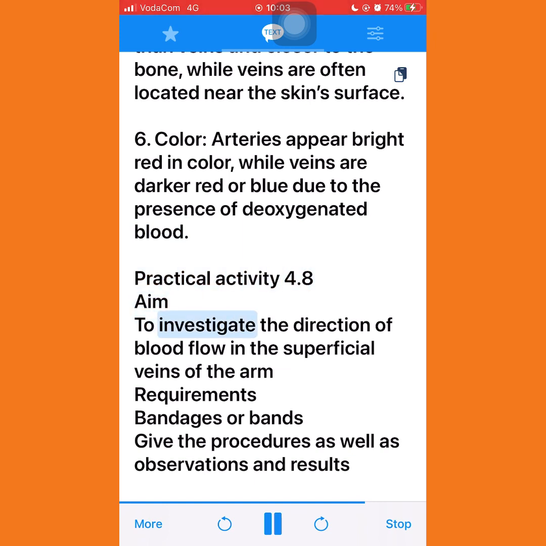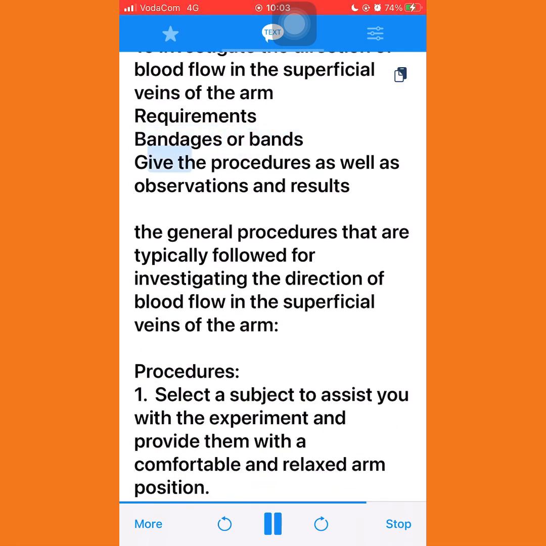Practical activity 4.8. Aim. To investigate the direction of blood flow in the superficial veins of the arm. Requirements. Bandages or bands. Give the procedures as well as observations and results.